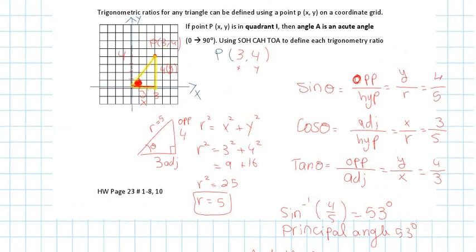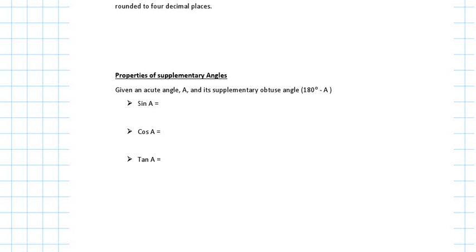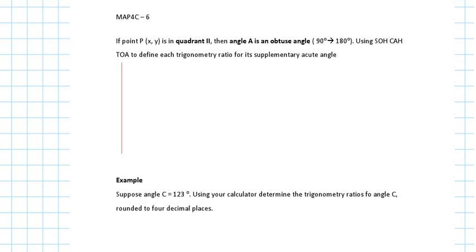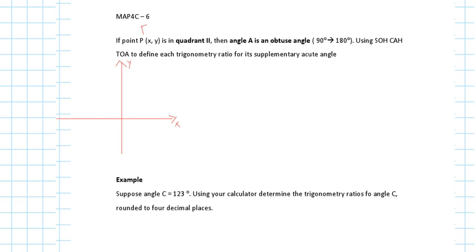So, we're going to look at a point in quadrant 2. For it to be in quadrant 2, the x is going to have to be negative, and the y is going to have to be positive, right? So I'm giving you the point negative 3, 4. So negative 1, negative 2, negative 3, and 4. So my point is going to be right here.